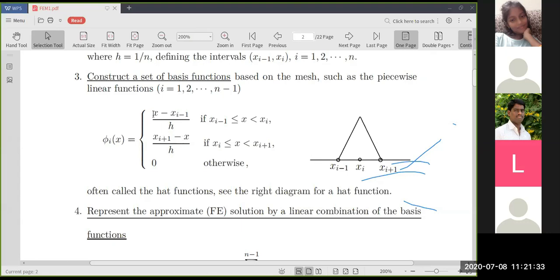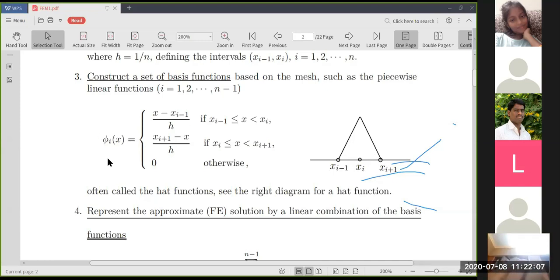When x is equal to xi minus 1, this term is going to become 0. And when x equals xi, this is xi minus xi minus 1, which is h. h by h is going to give you 1. Similarly, when I take x equal to xi here, this is going to give xi plus 1 minus xi divided by h, which is h by h, again 1. If I replace x by xi plus 1, again xi plus 1 minus xi plus 1 is 0. So that means here it is 0 and here it is 1.